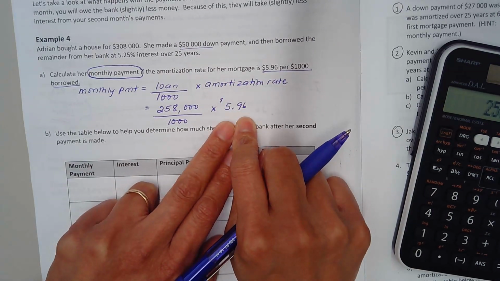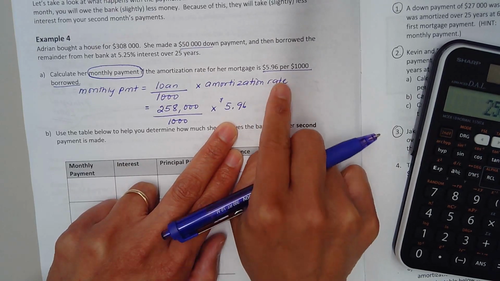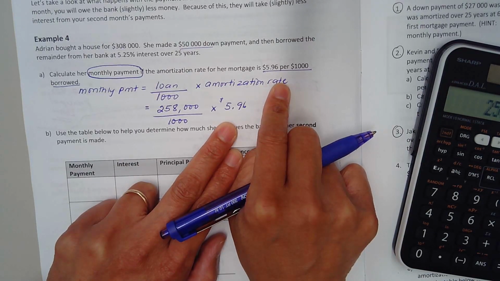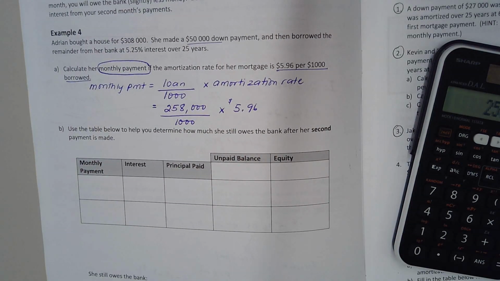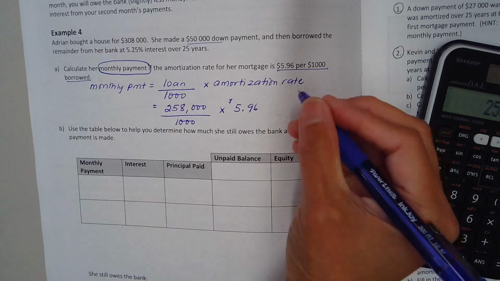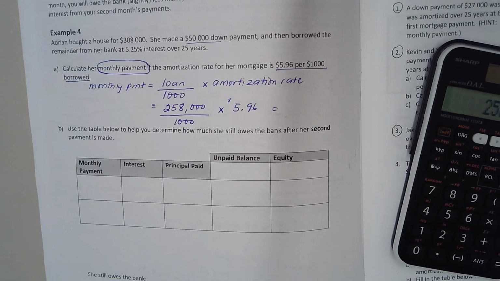Now the great thing about this is they gave us the amortization rate. If they don't give us the amortization rate, we have to look it up on a table, right? So why don't you go ahead and figure this out, and then we'll discuss it right away. Go ahead.